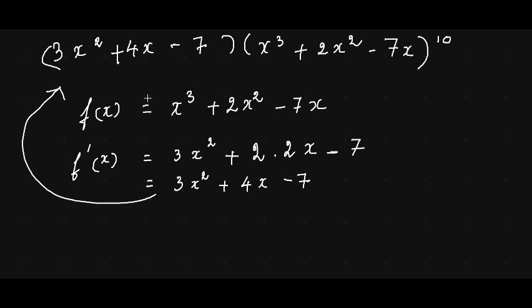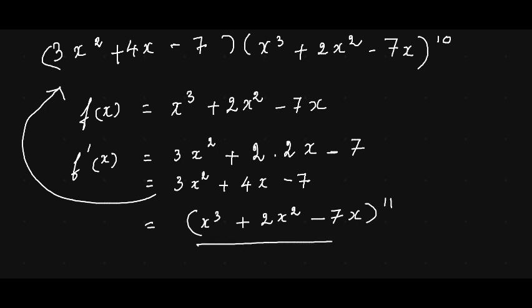So this is of the form f prime of x into f of x to the power of 10. Okay, so then your antiderivative is simple. It becomes x cubed, and taking the second expression, 2x squared minus 7x to the power of n plus 1, which is 11, divided by n plus 1, which is 11. Okay.